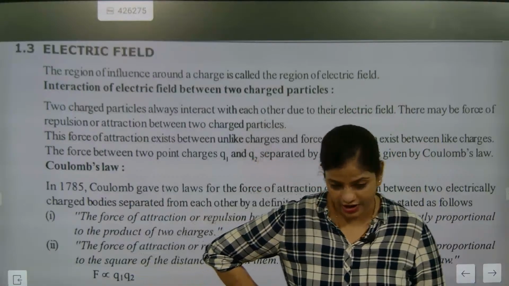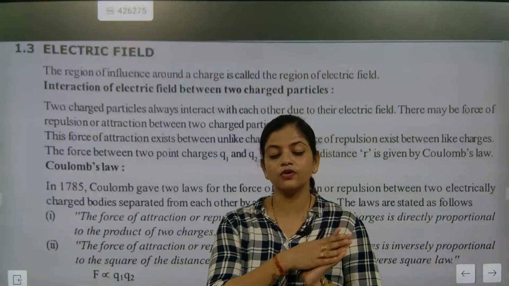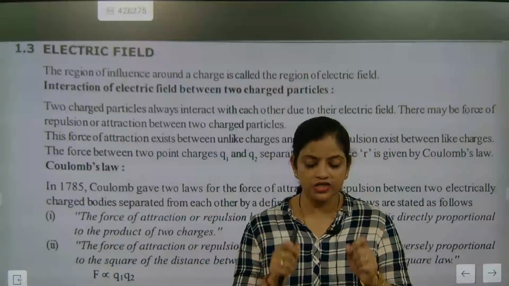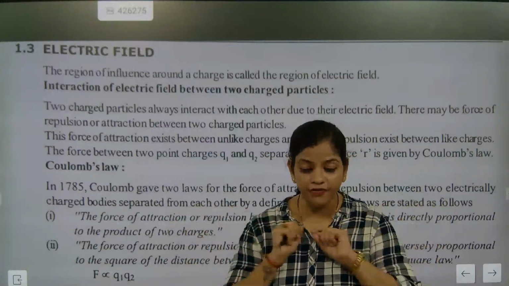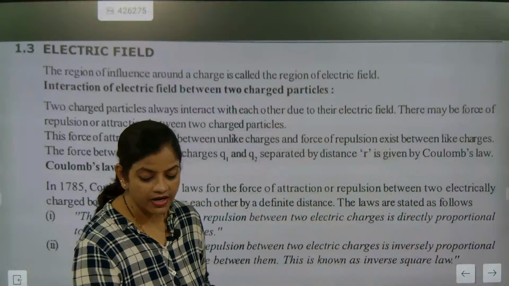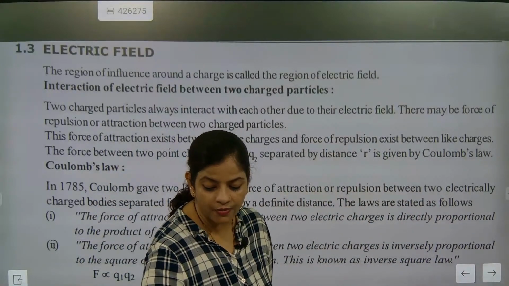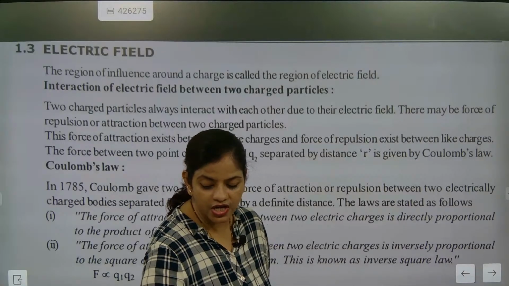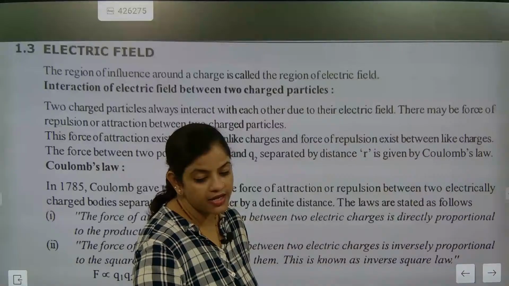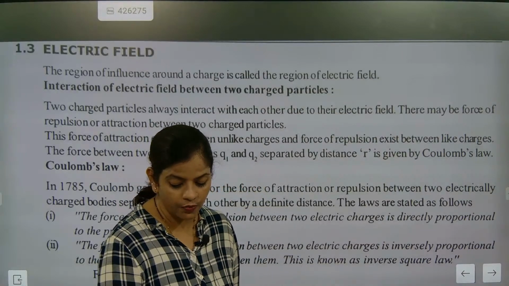Now electric field. In the morning I discussed something, and now I'm going to carry forward those things. See, when the charges are at rest, they are generating a field called electric field. When the charges are at rest, they are generating a field that is considered as electric field. I hope you have understood this.